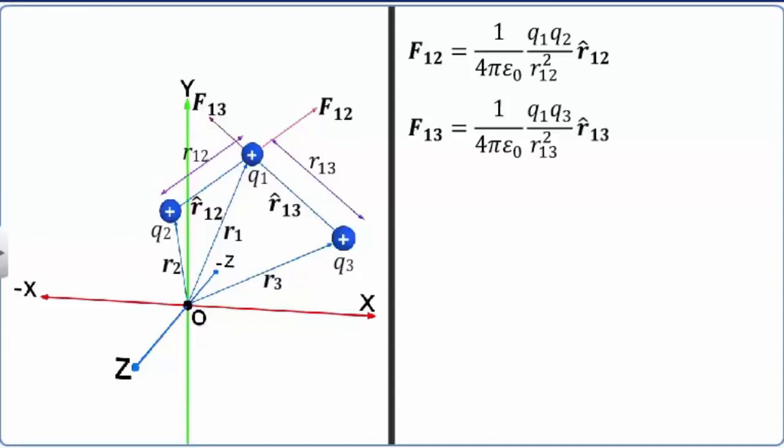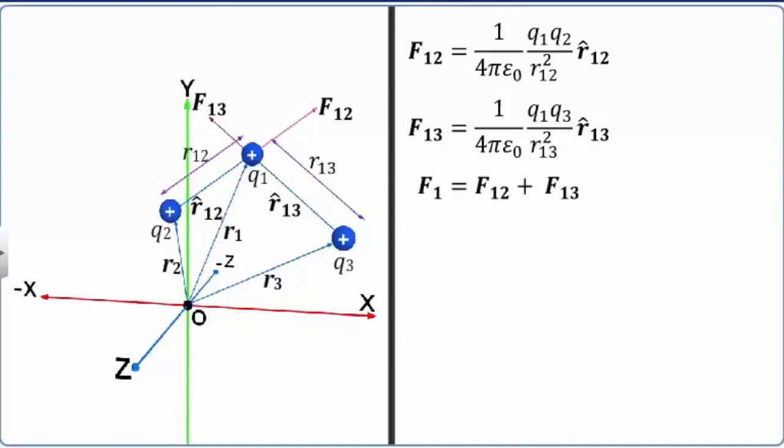R13 is the distance between Q1 and Q3, and R13 cap is the unit vector in the direction of the force F13. To find the net force F1 on Q1 due to the other charges in the system, we should apply the principle of superposition. That is, we should have F1 is equal to F12 plus F13 vectorially.